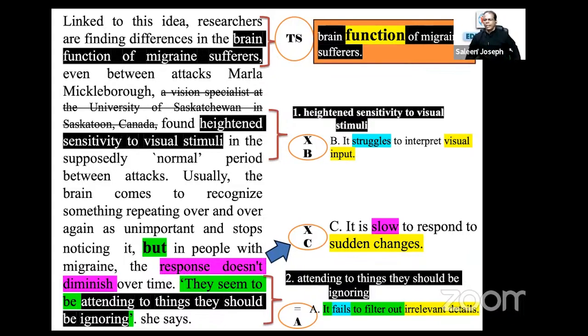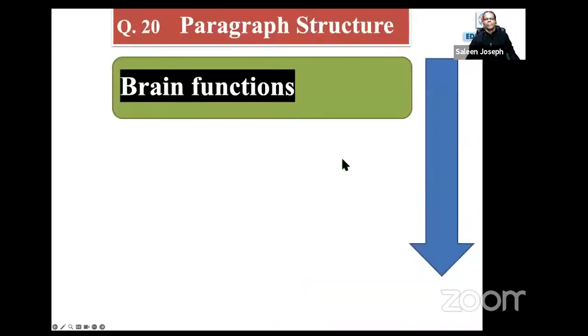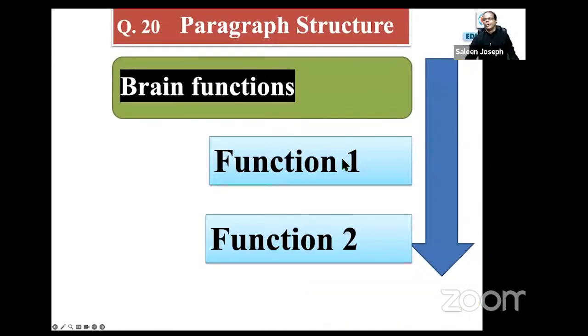It fails to filter out irrelevant details. You have to write down these paraphrases in your diary of synonyms and paraphrasing. Follow all these three things. You can use a segment of a book or a separate diary. That's going to be very, very useful for you. But don't get into lists of synonyms. That doesn't help you. You get more than enough synonyms and paraphrasing from your own materials. In the context, you have to understand. Okay, paragraph structure. Brain functions, function 1, function 2. And as I said, one of these functions must be the answer.